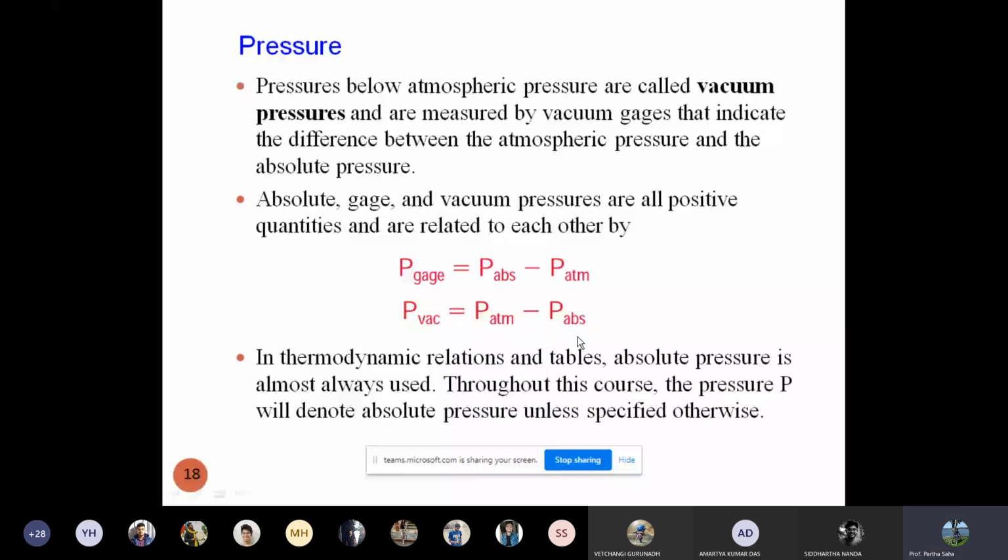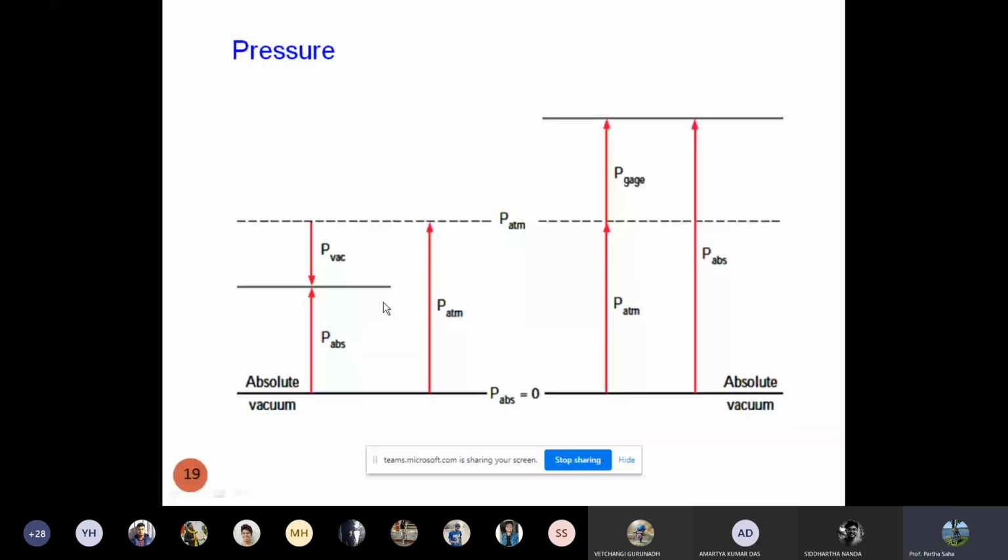So absolute pressure is the real pressure in that particular system. That can be positive if it is a gauge pressure, or negative if it's a vacuum pressure. Let us look into here. This is a nice example. This is my absolute zero pressure, and this horizontal dotted line is my atmospheric pressure. If I measure my absolute pressure at this position, it is below the atmospheric pressure, so it will be a negative pressure. This will be my vacuum pressure, because vacuum pressure will be P atmospheric minus P absolute. So P vac is P atm minus P absolute.